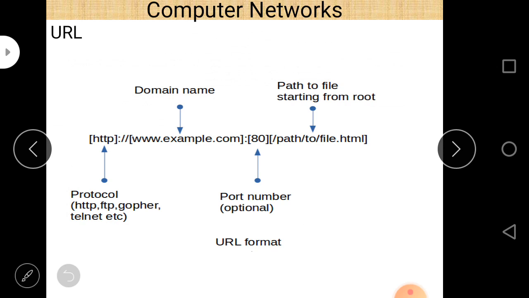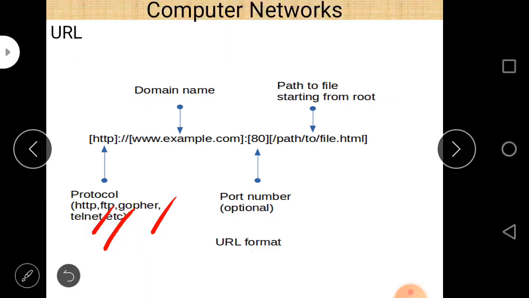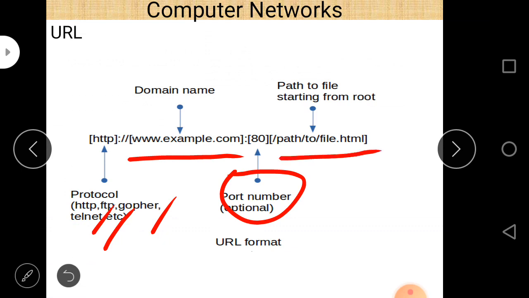You can easily see that HTTP is a protocol. There may be some other protocols, such as FTP, Gopher, Telnet, etc. And then the domain name, this is the domain name here. The port number is optional, it may or may not be a part of the URL. And then the path to the file.